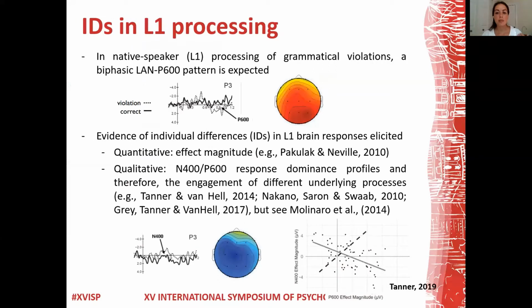However, recent evidence shows that a monolithic response is not always the case, revealing individual variability in grammatical processing among native speakers. Quantitative differences reflect the magnitude of the effect elicited, whereas qualitative evidence shows that this traditional biphasic pattern is not characteristic of most participant responses. Instead, most participants show either an N400 or P600 dominant profile.